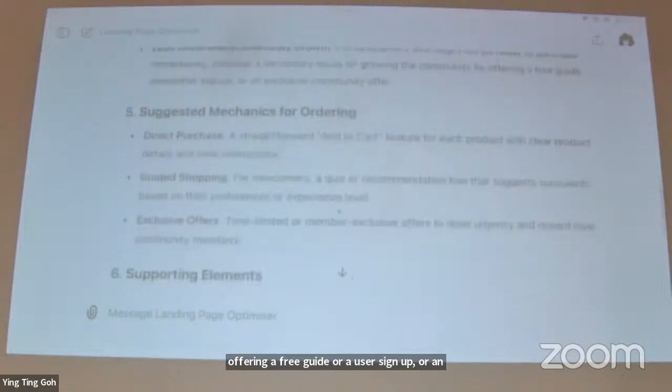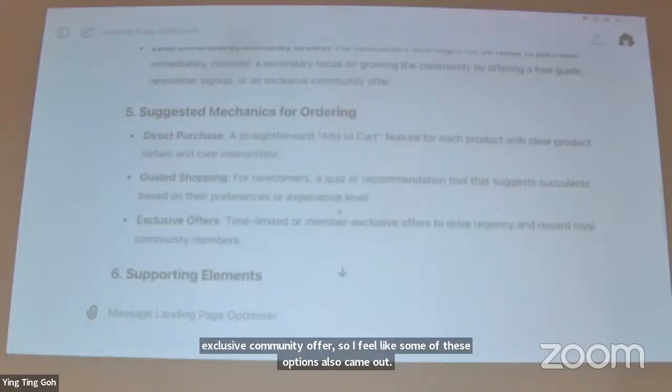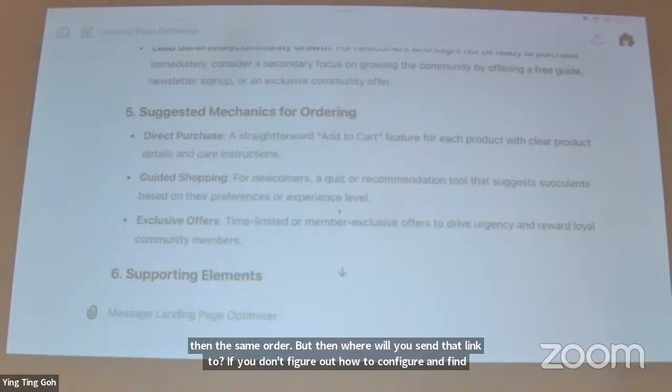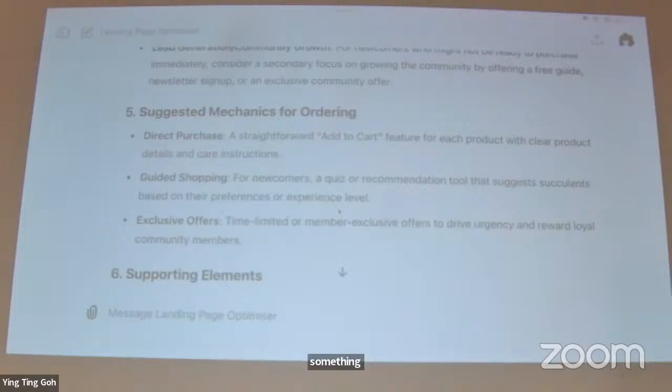So the mechanics for ordering is what we haven't figured out, right? We just said purchase, but it's very important to figure out the mechanics of what we're going to do on the landing page. Imagine you're doing Telegram selling, and you say order, but where will you send that link to if you don't figure out how to configure and connect it to Telegram or something like that, right? So we've got to figure out some of the functionalities, especially when it comes to conversion actions.